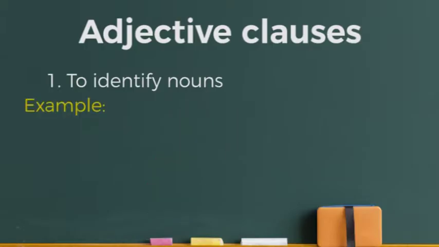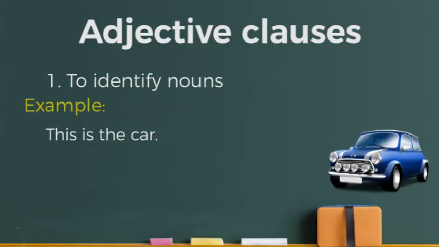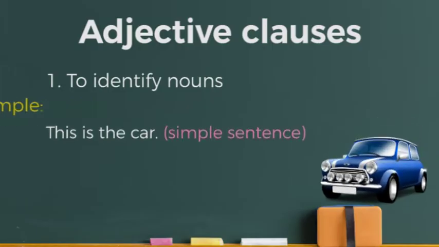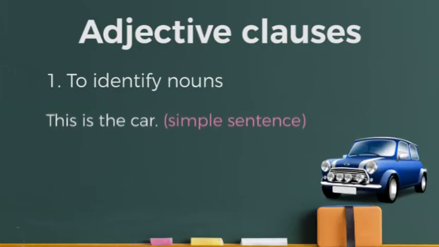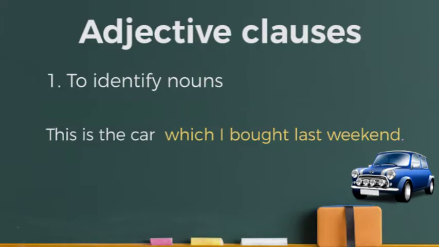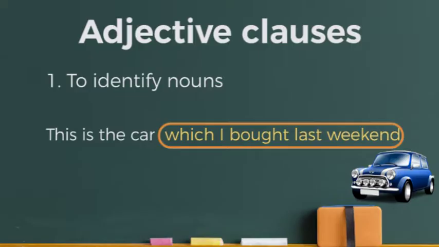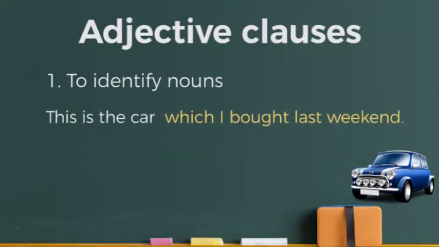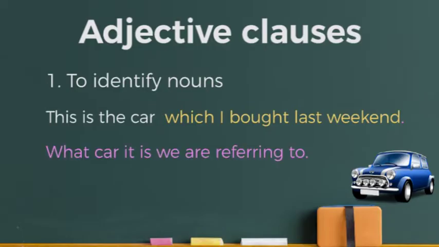If you take a look at the sentence, "This is the car," this is a very simple sentence. But if we want to make sure everyone knows what car we are talking about, we use an adjective clause. In this example, the adjective clause is "which I bought last weekend." And with this information, we can identify what car it is we are referring to. It is not any car. It is the car I bought last weekend.